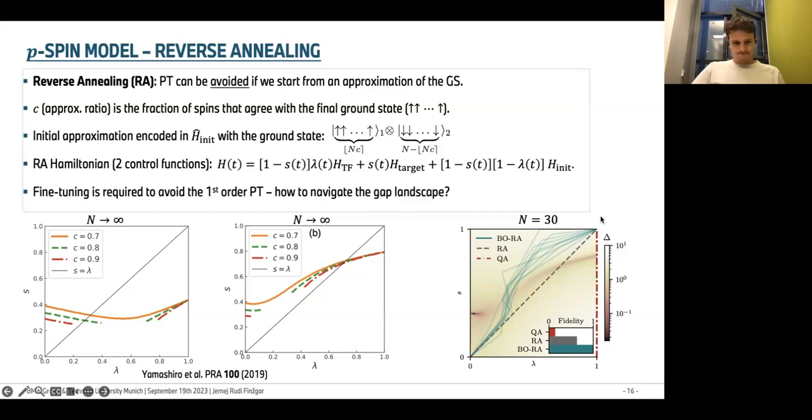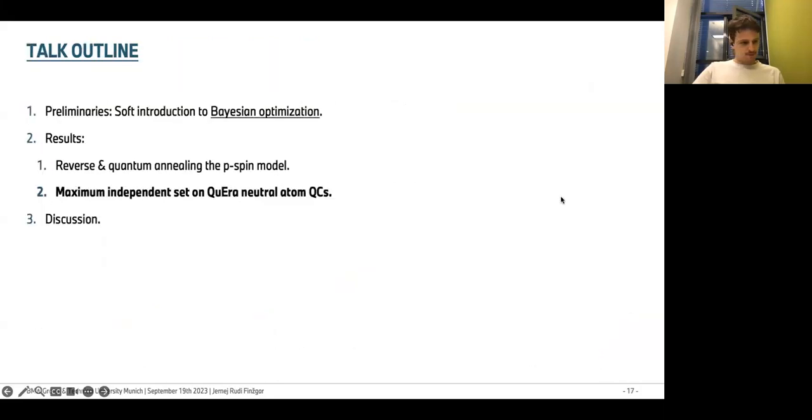And yeah, is there anything else? So the last result section that I want to talk about is going back to the original motivation and the paper from the QuEra folks on optimizing the maximum independent set on QuEra neutral atom quantum computers.